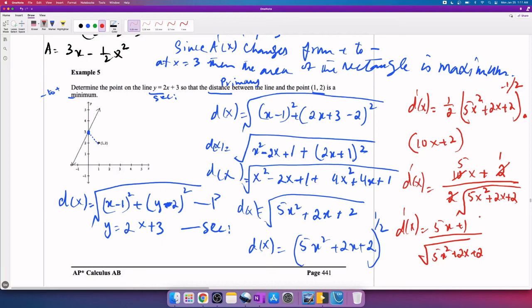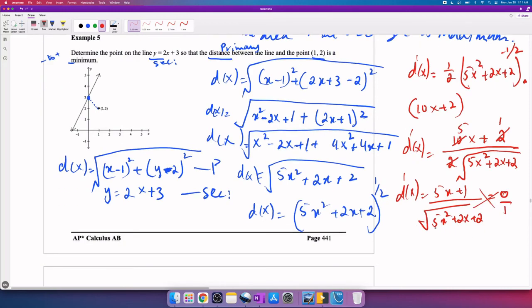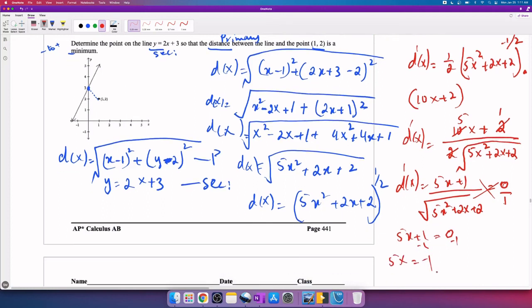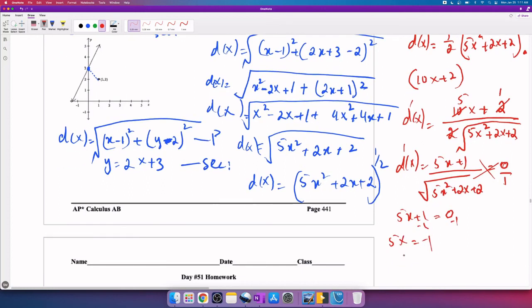I'm going to make this equal 0, and we make this 1 and cross multiply. So this whole thing becomes 0 when I multiply. And 5x plus 1 times 1 is 5x plus 1 equals 0. Subtract 1 from both sides. I'm getting 5x equals negative 1. And then you divide by 5 on both sides. So my x is equal to negative 1/5.